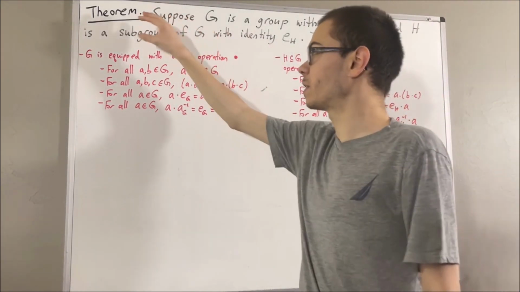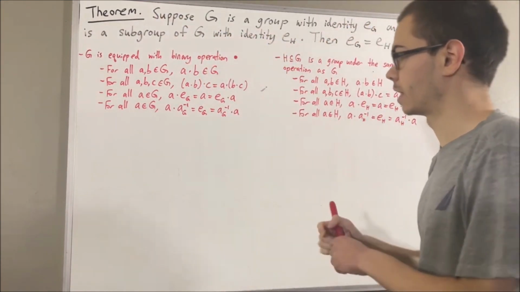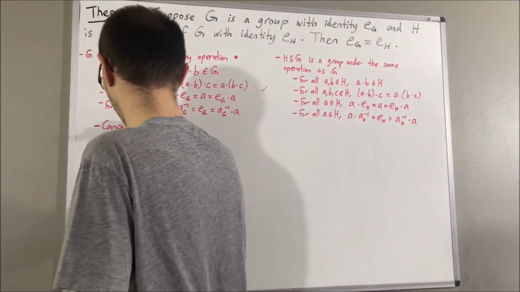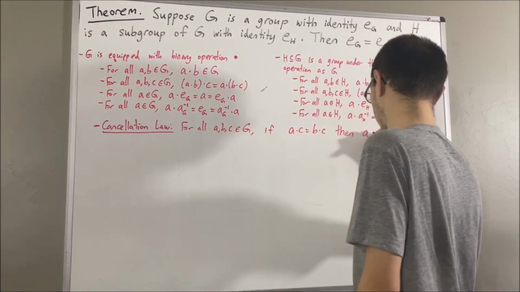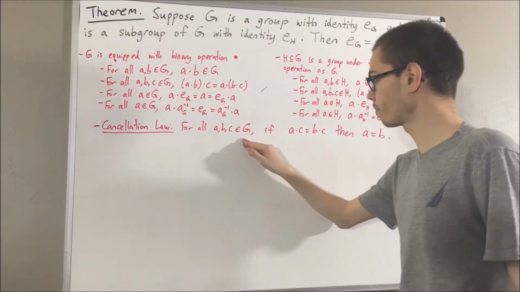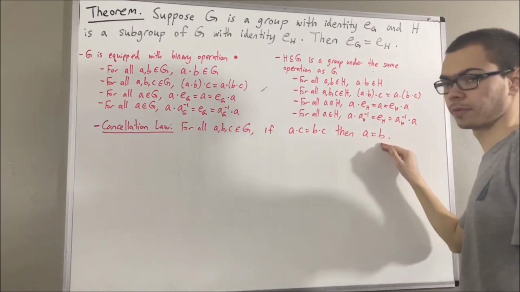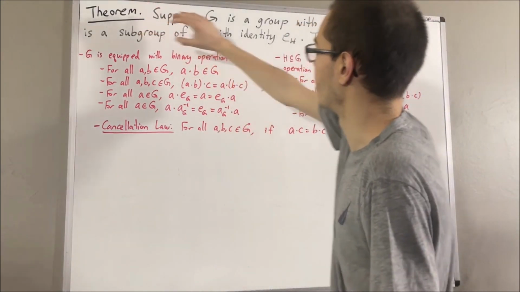Now, in proving this theorem, we are also going to be using the cancellation law for groups. That tells us the following. Given elements A, B, and C in the group G, if A times C is equal to B times C, then A is equal to B. Okay, so now let's get into proving this theorem.